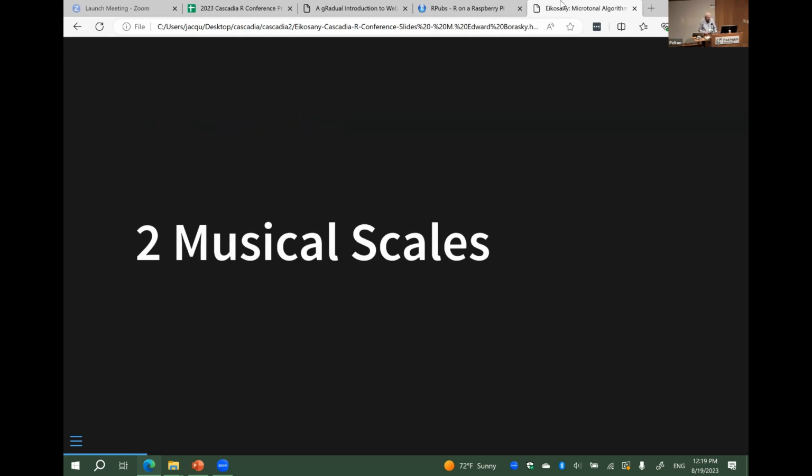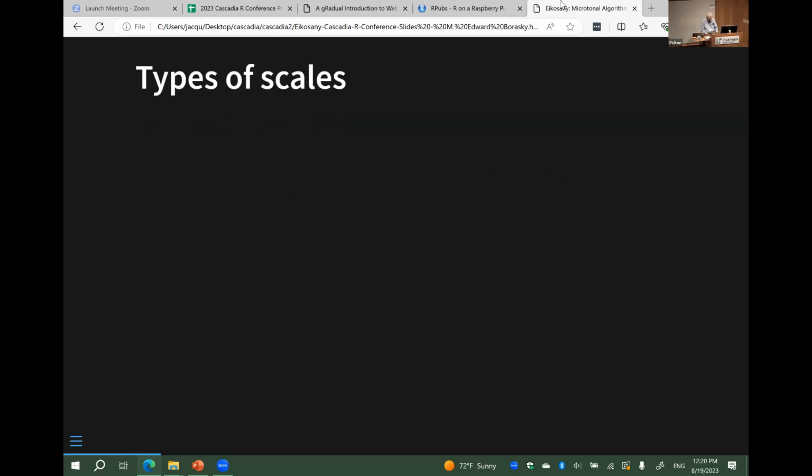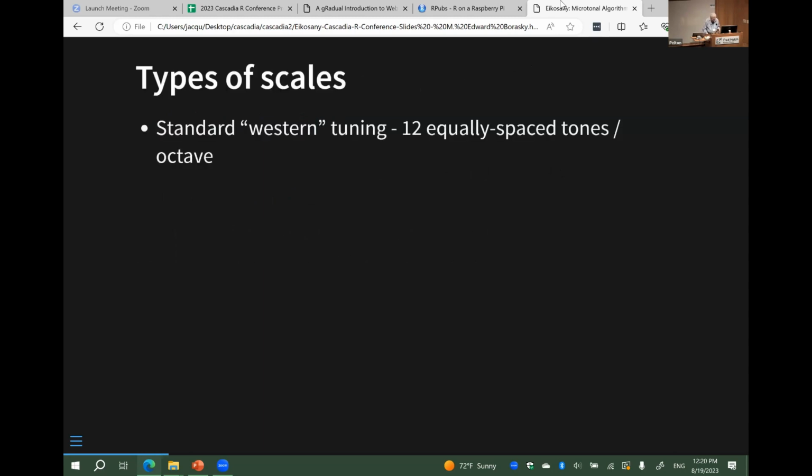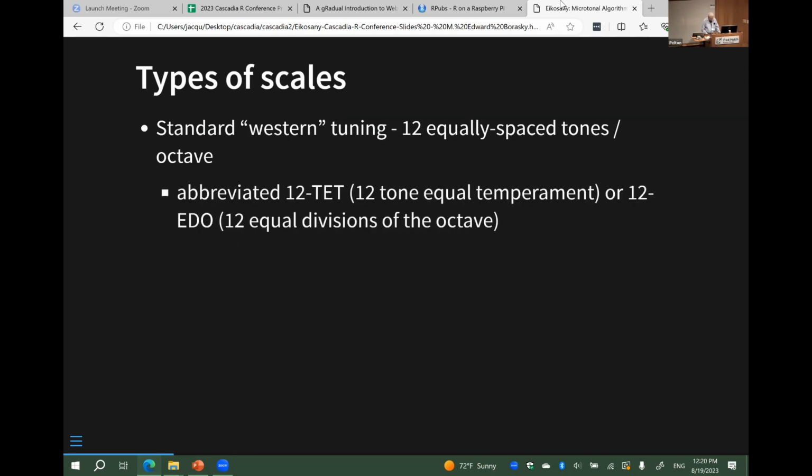Strange historical note, I was actually exposed to Harry Partch's music and microtonal and algorithmic composition as an undergrad. So I went straight from marching band to microtonal algorithmic composition. Anyway, the types of scales: the standard Western tuning that we all know and love, except for people like me who hate it, is 12 equally spaced tones per octave. It's abbreviated 12 TET, which is 12 tone equal temperament, or 12 EDO, which is 12 equal divisions of the octave. I prefer the second form, and I'll explain why in a little bit.